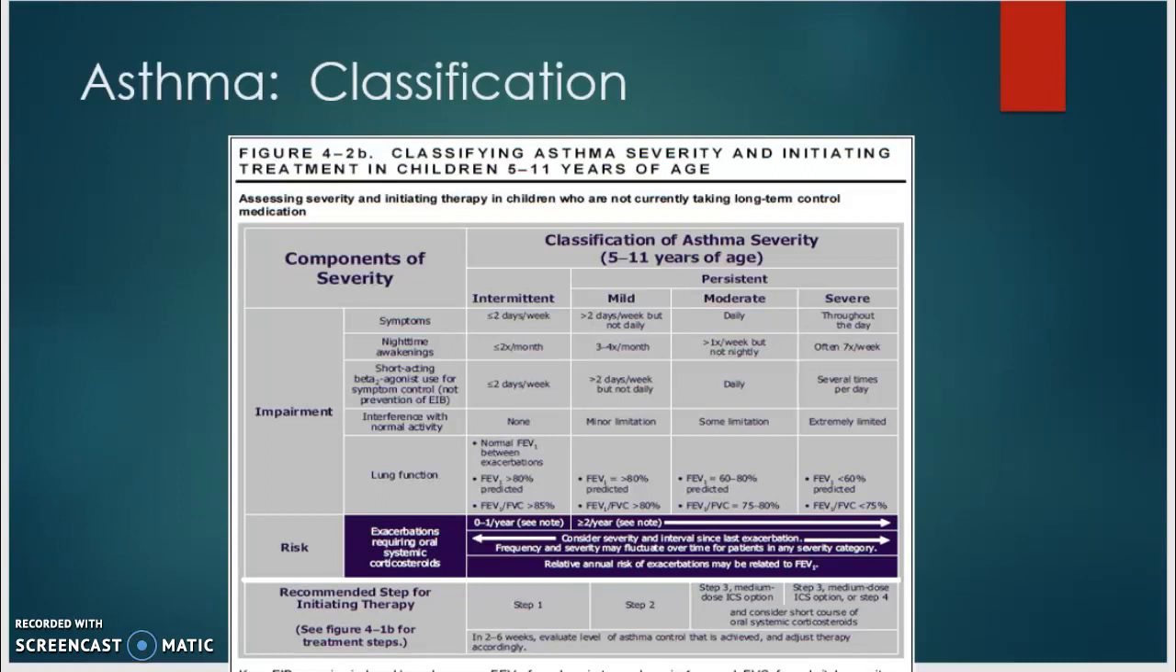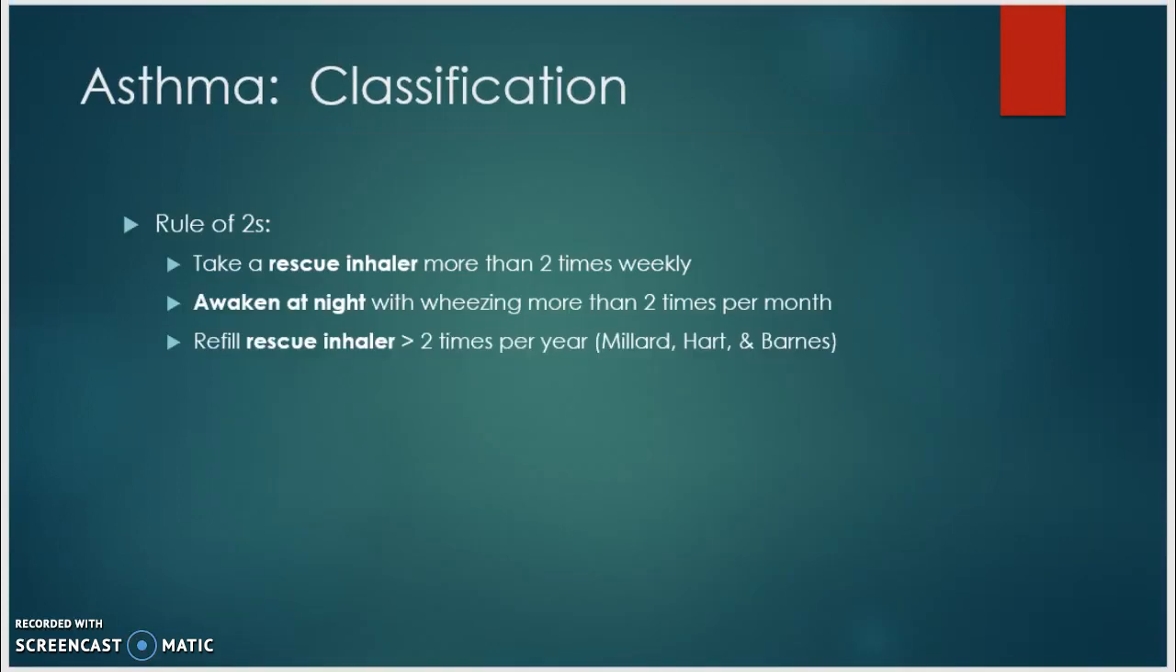And then again, if you have access to their PFT test, do they meet the criteria for asthma? What is their lung function at that point? Based on this classification, the patient will be diagnosed as being either intermittent asthma, or they'll be mild persistent, moderate persistent, or severe persistent. And based on where they fall, if you go down to the very bottom where it says recommended step for initiating therapy, that is going to dictate where that patient is going to start in regards to their medicines when they leave that day.